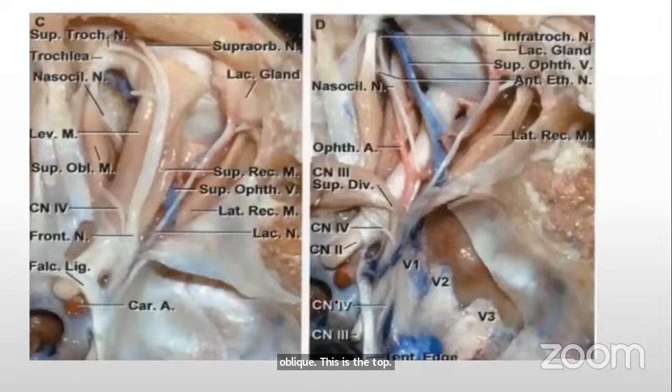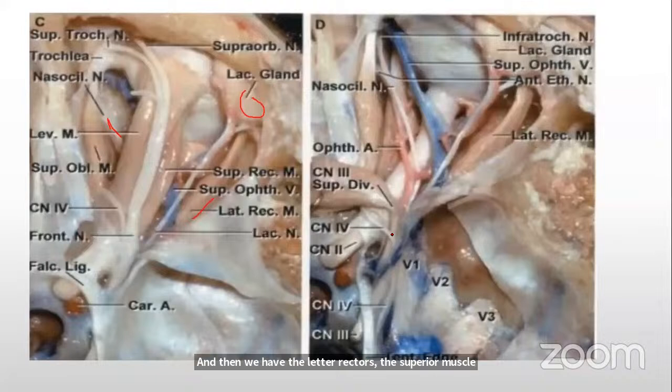Same dissection with labeling. I think it's clear, but again, we'll have a brief overview. This is the frontal nerve, supratrochlear and supraorbital nerves, and the fourth cranial nerve, that is the trochlear nerve. This is the lacrimal nerve going on to the lacrimal gland. This is the nasociliary nerve lying deep within the annulus. And then we have the lateral rectus, the superior rectus muscle, the levator muscle, and the superior oblique muscle.